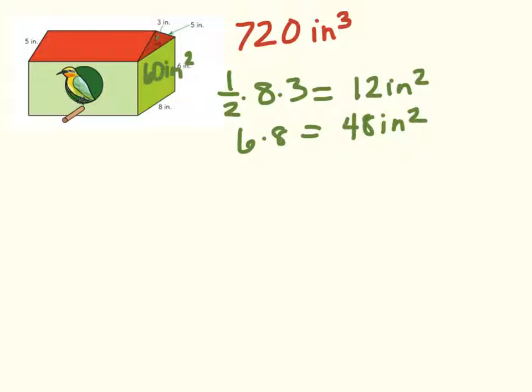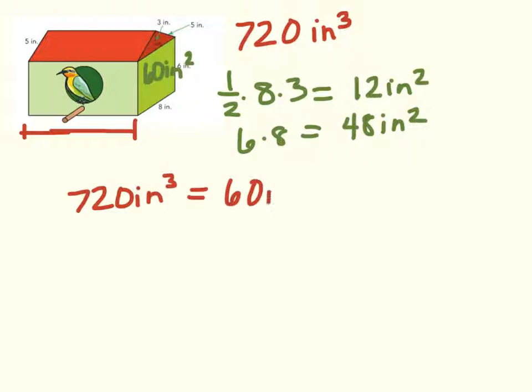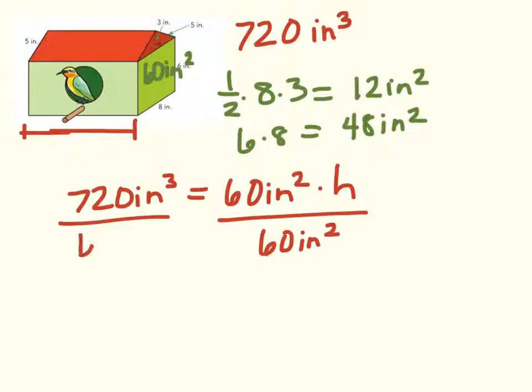Now we can solve for the missing height. The volume is 720 inches cubed, excuse me, and that's going to equal the area of our base times the height. So let's divide both sides by 60 inches squared, which gives us 12 inches being equal to the height. So our height here is 12 inches. Okay, now let's go on and solve for the surface area of the prism.